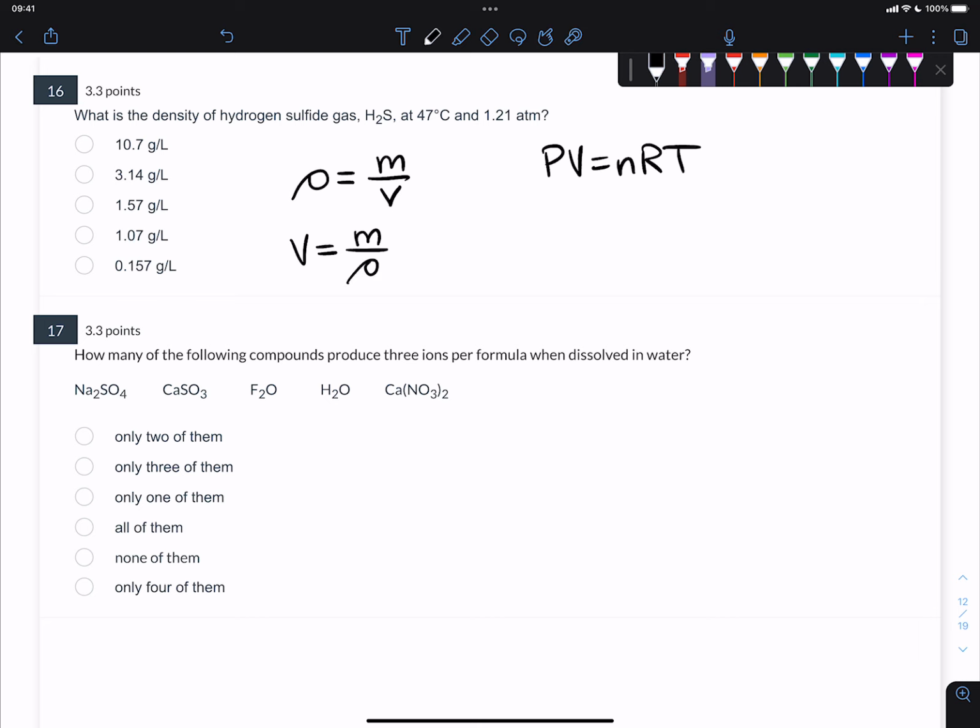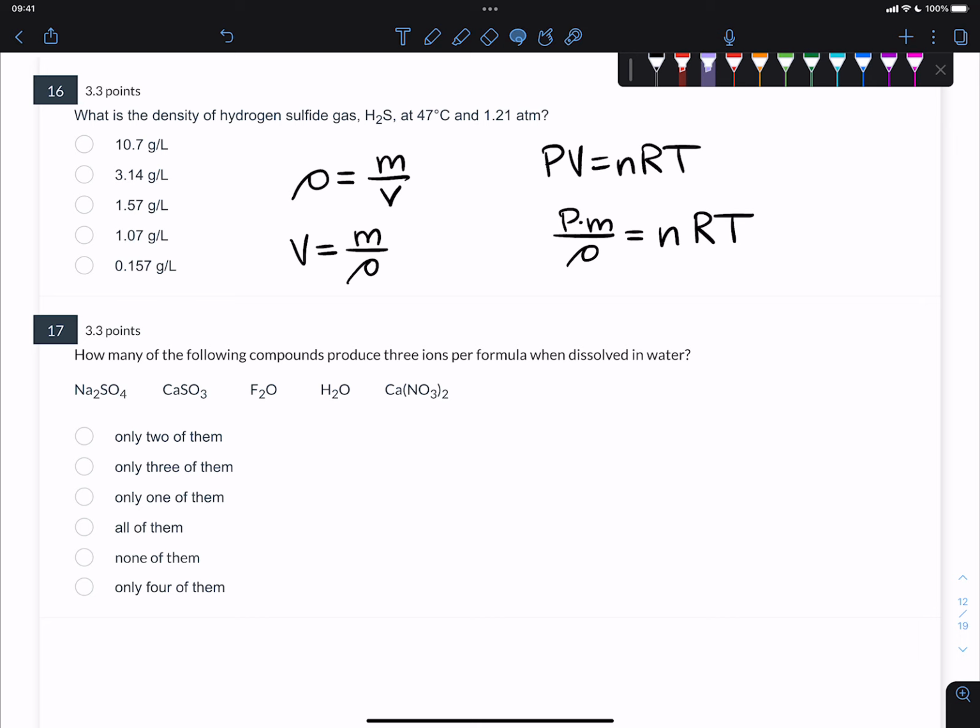Make sure my rho does not look like a P. This is a capital P. This is a Greek letter rho. Which means we can actually do a substitution. So P times M over rho is equal to nRT. Now it does say what is the density of the ideal gas, so we ultimately need to solve for rho anyways. To do that, we're going to use the rules of math. On this side, we effectively have P times M over rho equals nRT.